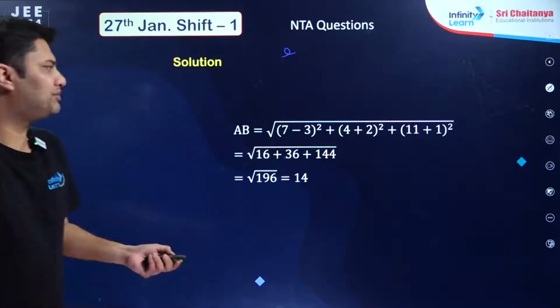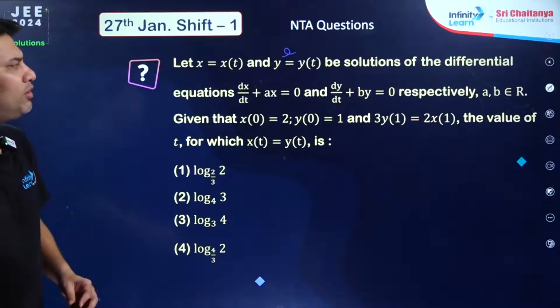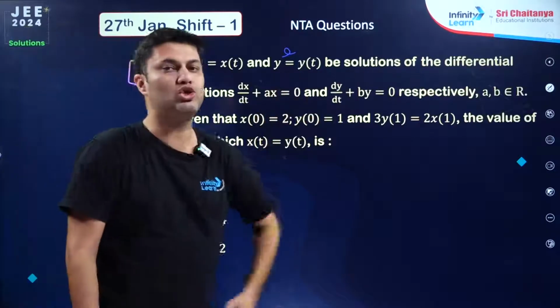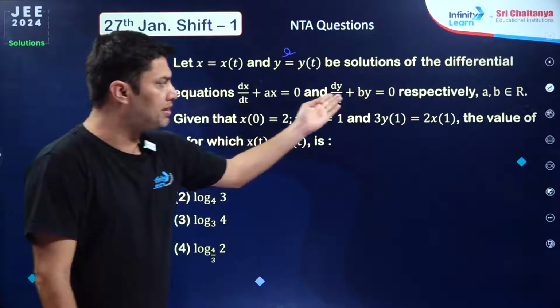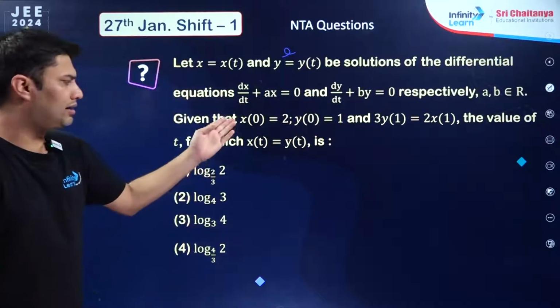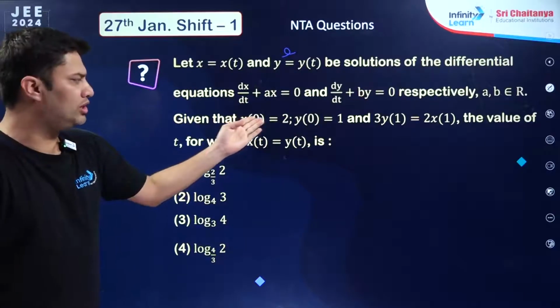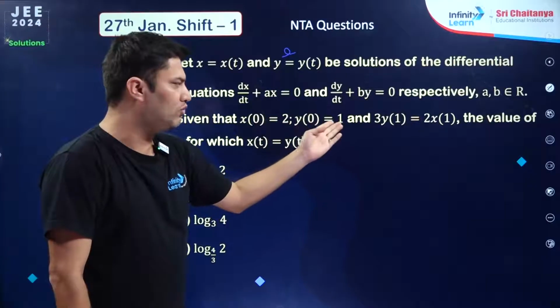Got it? Next question. X as a function of time and y as a function of time are the solutions of these two variable separable differential equations, where at time t0, x0 is 2, and at time t0, the y value is 1.